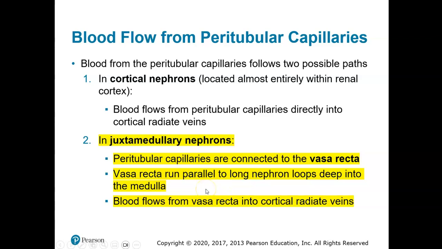And there are peritubular capillaries that connect to another set of capillaries that run parallel to the nephron loops. These capillaries are called the vasa recta. So cortical nephrons don't have vasa recta. Only the juxtamedullary nephrons do, because the vasa recta are the capillaries that run parallel to the nephron loops that travel deep into the medulla.